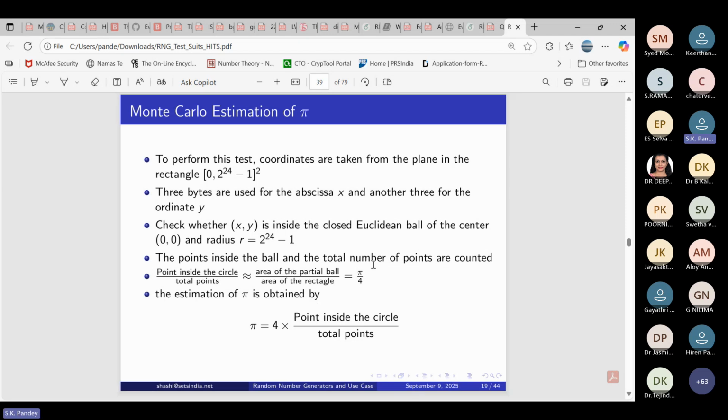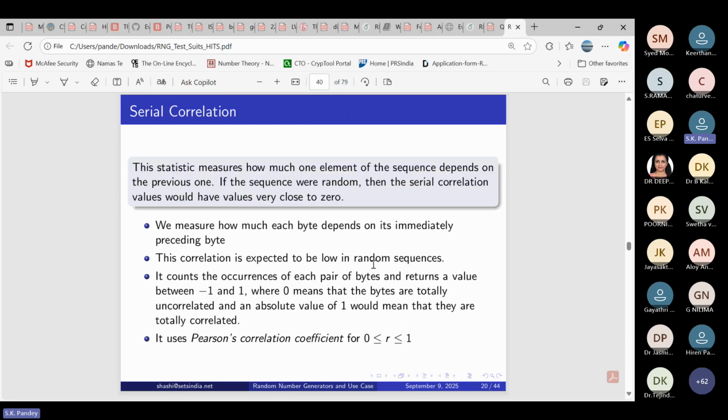So since you know how many points you got inside the circle and what are the total points you have taken, you can easily calculate this value and see whether it is matching with the value of pi or not. If it is not matching, then there is a pattern, because pi is a completely irrational number. The theory tells that since it is irrational, you can't say that any easily observable sequence can generate the values of pi. So that is the logic behind the Monte Carlo estimation.